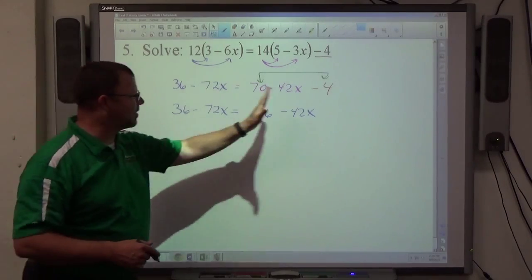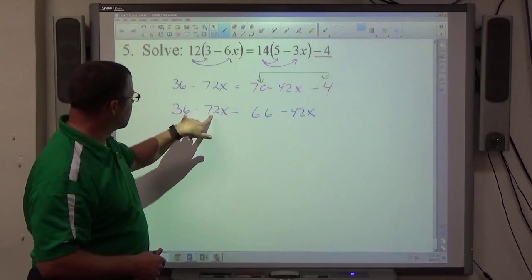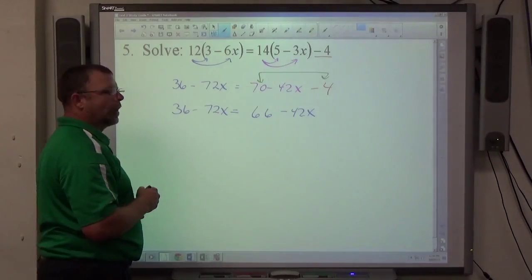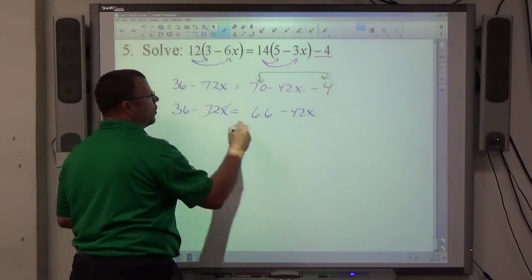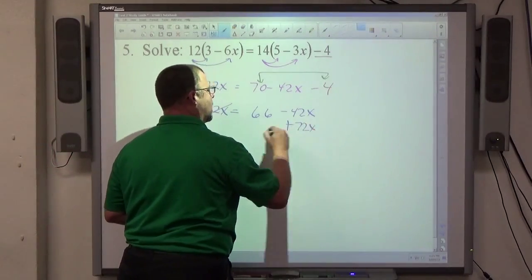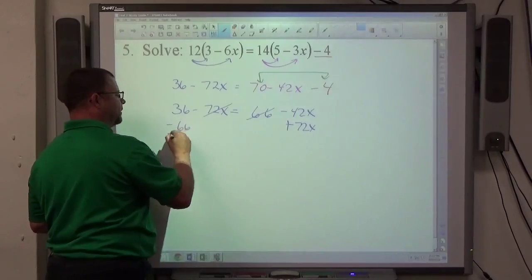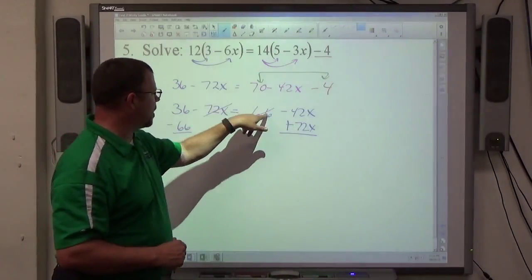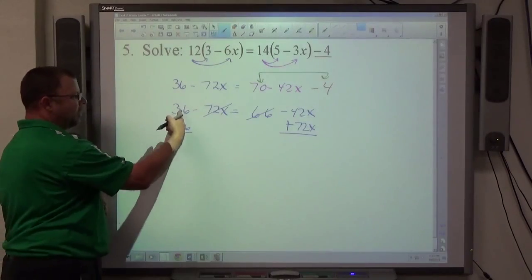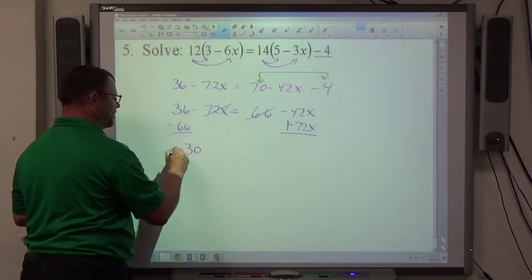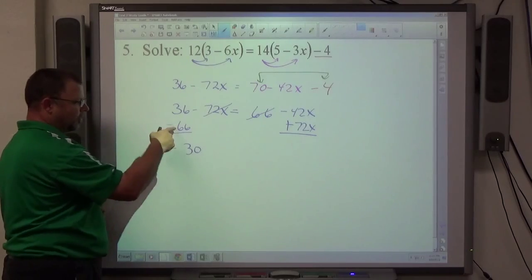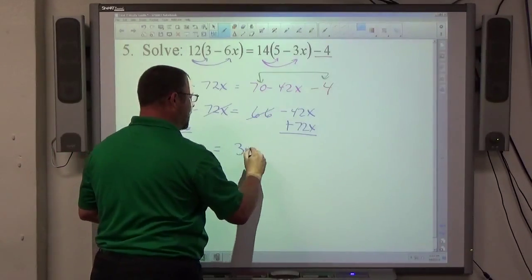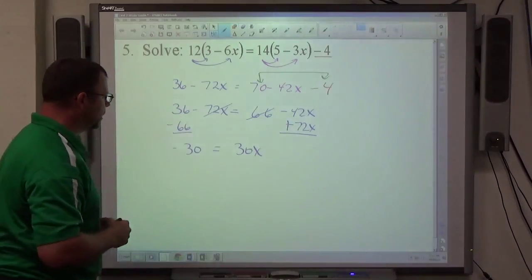Get yourself to this level of equation, a number and letter on one side, a number and letter on the other side at most. At this point I need letters on one side. I'm going to move the 72x over to this side. I'm going to move the 66 over to this side. Each thing I moved changed signs, so negative 72x became positive, positive 66 became negative. These signs are different, so I subtract, and it's negative because 66 is bigger. And here opposite signs also, so I subtract, and this time it's positive because 72 is bigger.